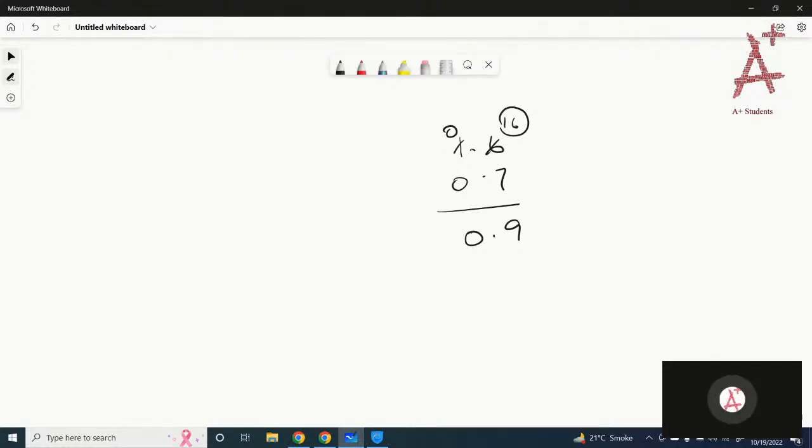Okay, the next one is: Leah bought 5.1 pounds of potatoes and 0.8 pounds of carrots. How many pounds of vegetables did she buy in all? So you need to add 5.1 and 0.8. Got it? So 9 plus 1 is 10. Write a 0 over here and carry 1. And 5 plus 1 is 6.